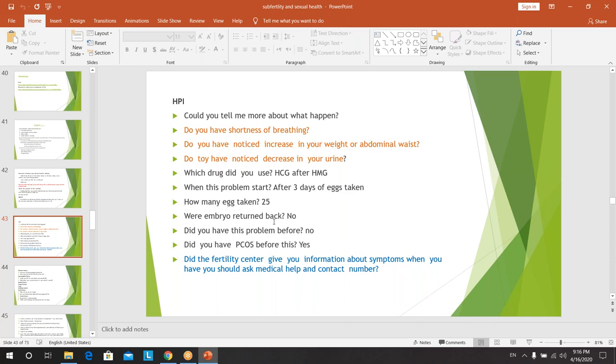Okay, all this is from the guideline. Also, you can mention that the fertility center gave you information about the symptoms and signs that you should ask for medical help for, and the contact number.